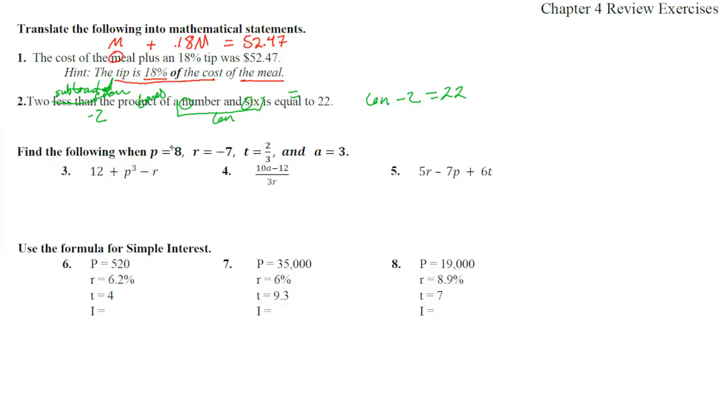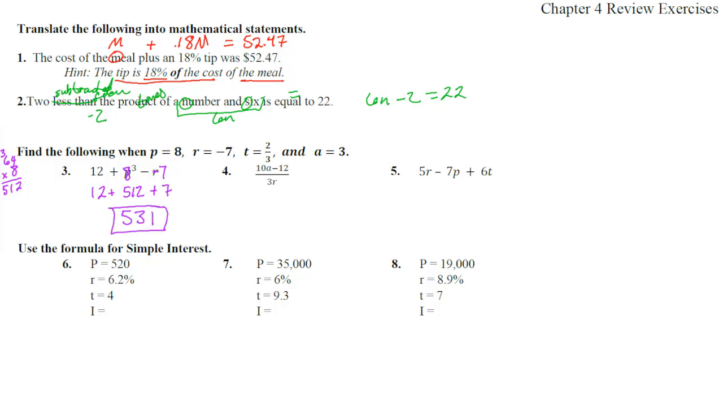Next one, number 3. Find the following. So P is 8, so we're going to put an 8 there. T is 2/3, and R is -7. Notice this is a -7 here, so we have 12 plus, let me see, 8 times 8 is 64, times 8 again gives us 32, carry the 3, 8 times 6 is 48, plus 3 is a 51, 512. And then minus a -7, which is plus 7. Yeah, minus a -7, there we go. So 512 plus 12 is 524, plus 7 is 531.